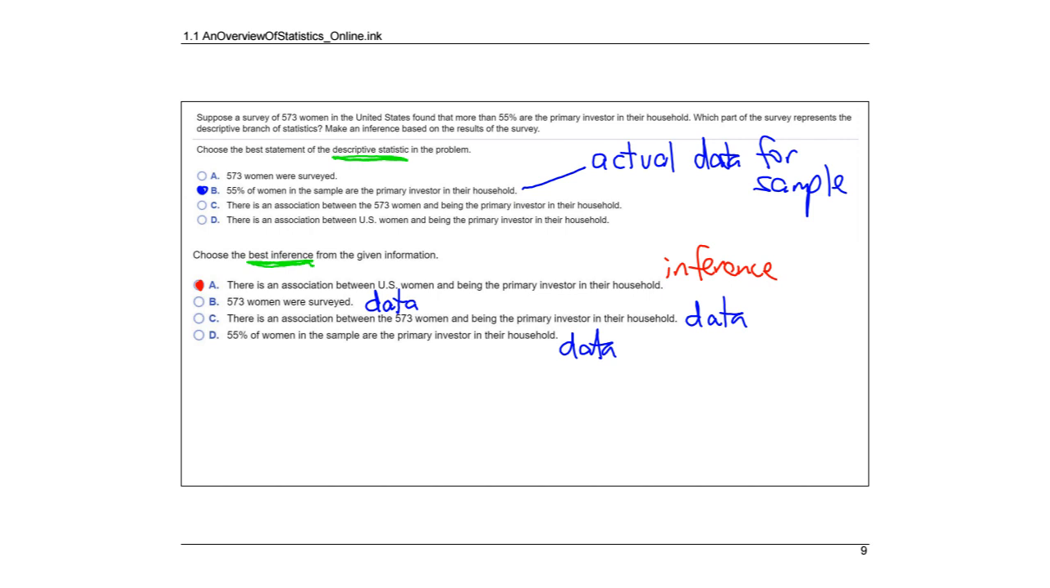The second one, 573 women were surveyed. Well, that's not an inference. That actually was true. That's the data. And that was our sample. There is an association between the 573 women and being the primary investor. That's actually the data. That's a true statement. That's not trying to make an inference about the population. And then finally, the 55%, that's actually the data too. So the answer would be A.